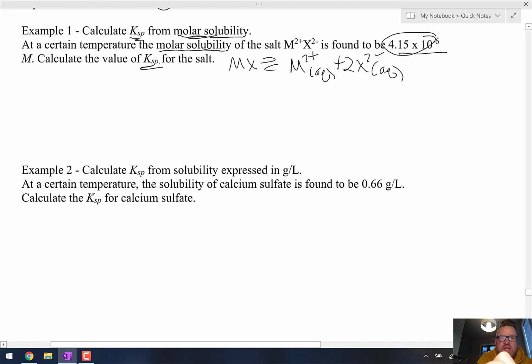Okay, so they want us to calculate the value of Ksp. So Ksp is going to equal the concentration of M2 plus times the concentration, that 2, remember, isn't actually there, of X2 minus.